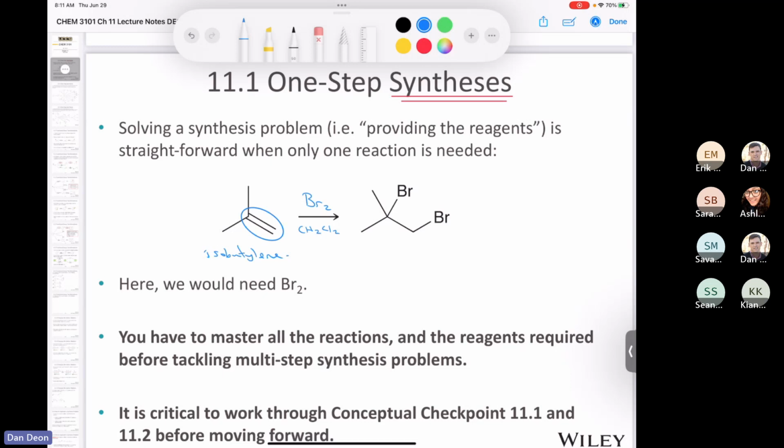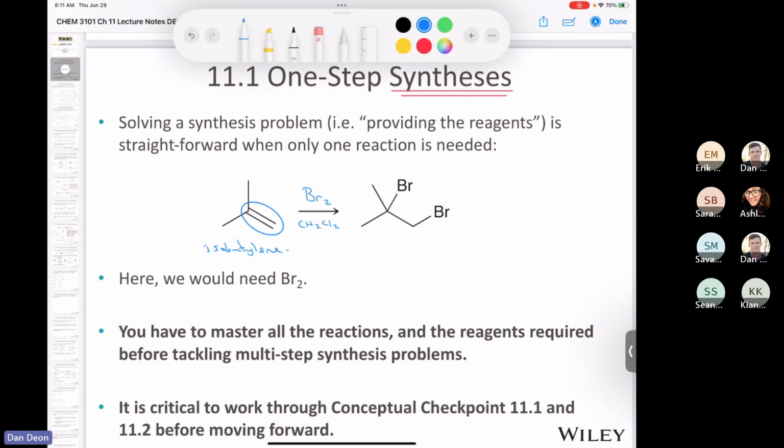Now, what is the main point of this slide here? I'm sure that all of you remember bromination at this point, and you're going to see this come up a few times during this chapter. It says you have to master all the reactions and the reagents required before tackling multi-step synthesis problems. And so, how are you going to master all the reactions? Well, you could say that everybody has their own way of doing it, in a way, but there's only so many ways that you can.